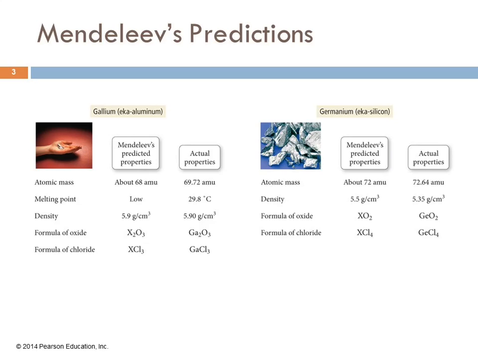Predictive properties of these patterns, these repeating patterns. How did he do this? He looked at the densities and the melting points of the elements around them and looked at trends and decided that this would fit in the trend and predicted, and was very successful in that.